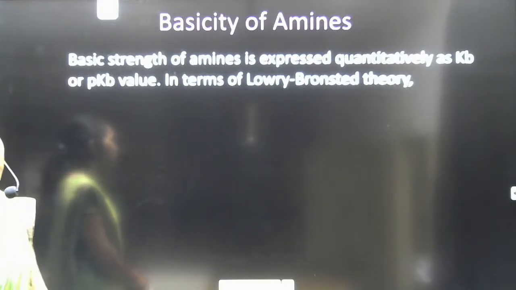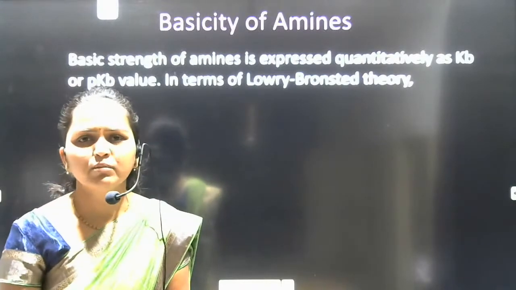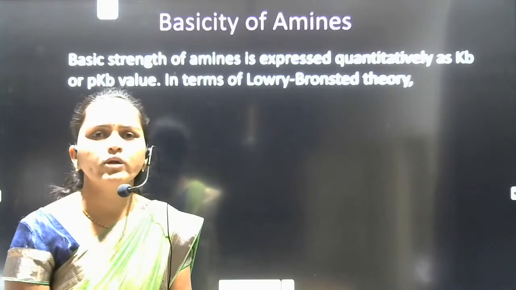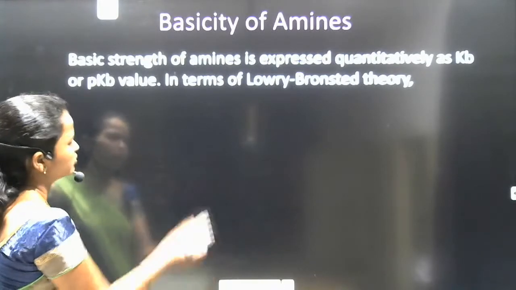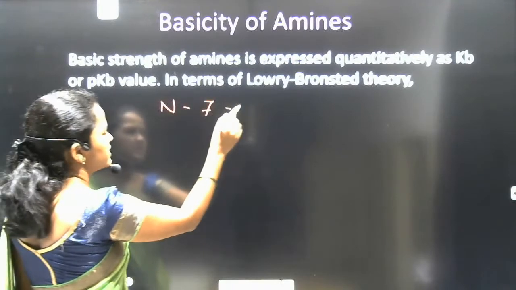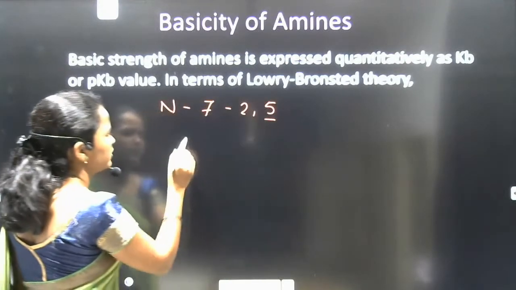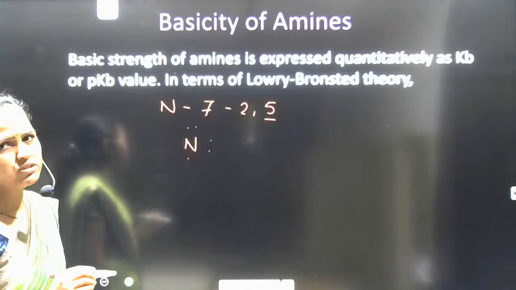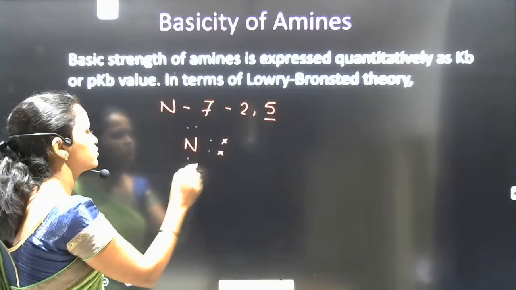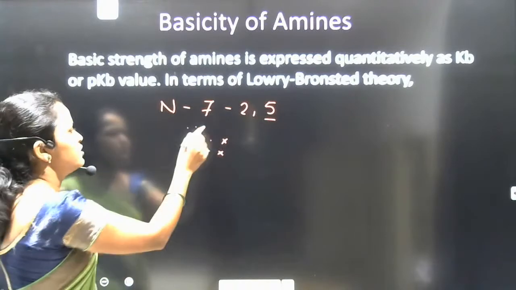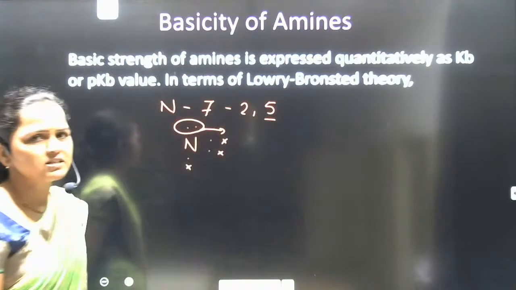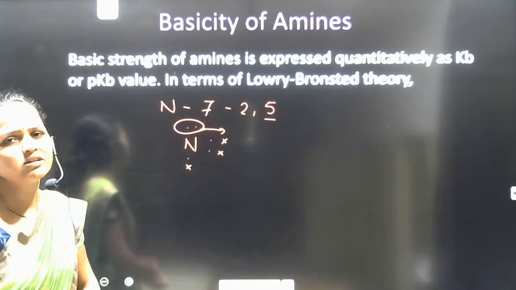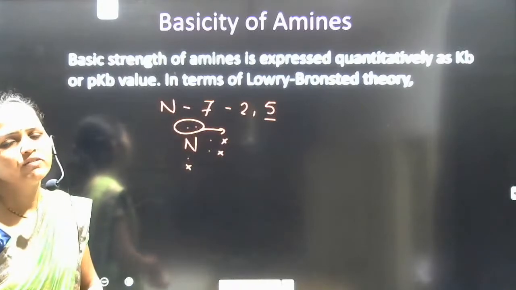Now student, you know the compounds containing nitrogen are generally basic in nature, because nitrogen has atomic number 7 and its electronic configuration is 2 and 5. So nitrogen contains 5 electrons in its outermost shell and requires 3 electrons to complete the octet. These 2 electrons act as a lone pair of electrons, and this lone pair of nitrogen shares the electron pair with electron deficient species.